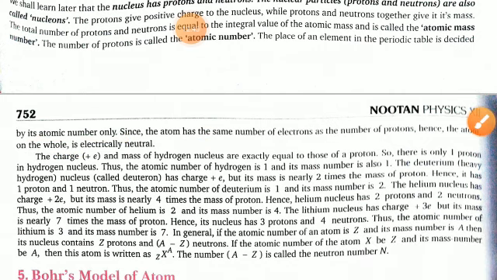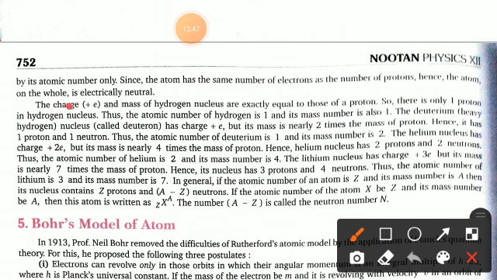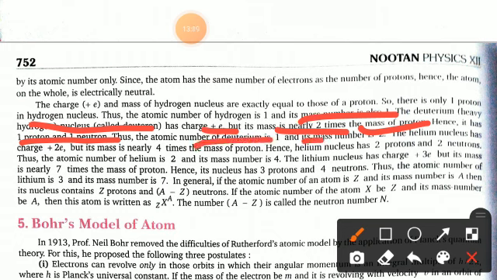So the charge on the electron and the mass of hydrogen are exactly equal to those of a proton. So there is only one proton in the hydrogen nucleus. So the atomic number of hydrogen, you know very well, is how much? 1, and its mass number is also 1. The deuterium, heavy hydrogen nucleus, called deuteron, has a positive charge plus e, but its mass is nearly 2 times the mass of a proton. Hence it has 1 proton and 1 neutron. So the atomic number of deuterium is 1 and its mass number is 2.